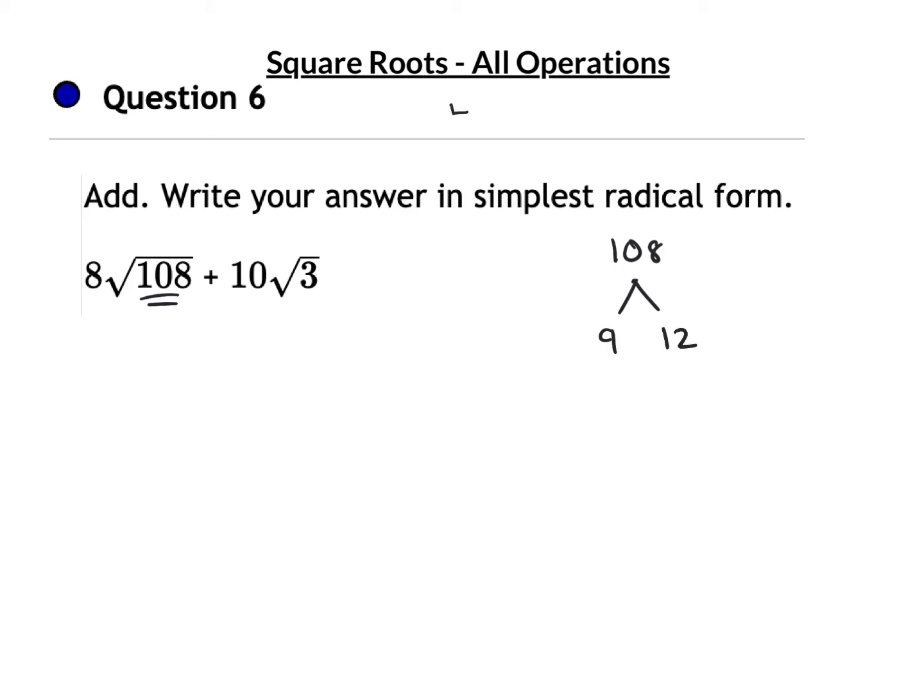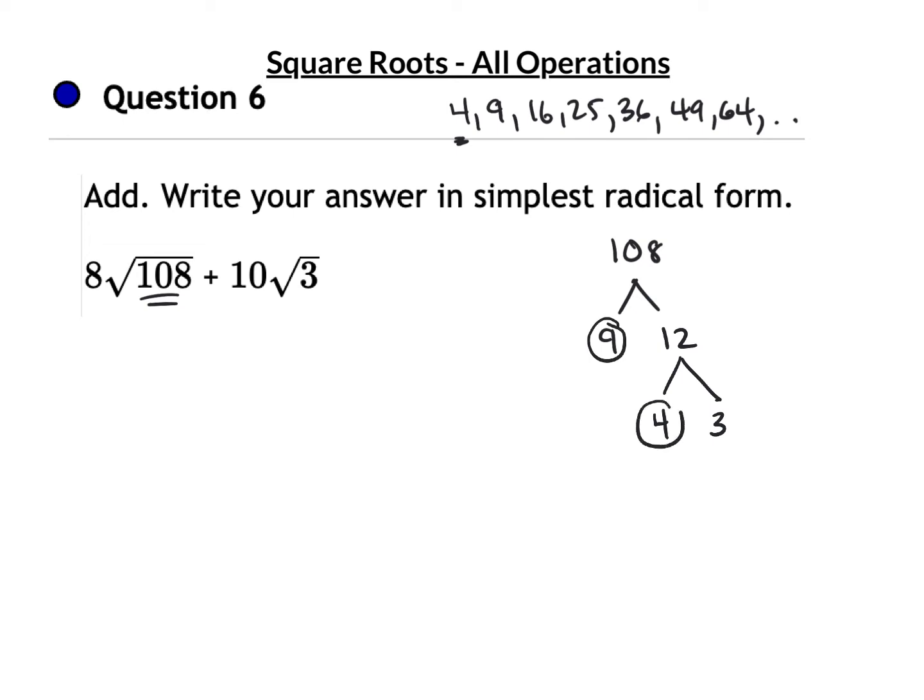Now remember our perfect squares: 4, 9, 16, 25, 36, 49, 64, and so on. 9 is on that list, so that's a good number. But the problem is 12 still has a perfect square in it. 4 divides into 12. 4 times 3. I can look and see then that my largest perfect square is going to be 4 times 9. When you multiply any two perfect squares, you get a larger perfect square. This then is 36 times 3.